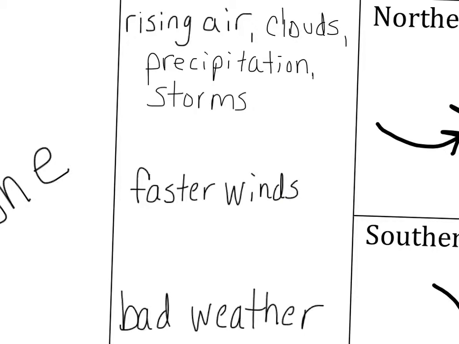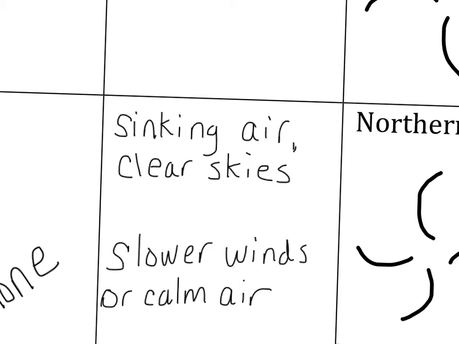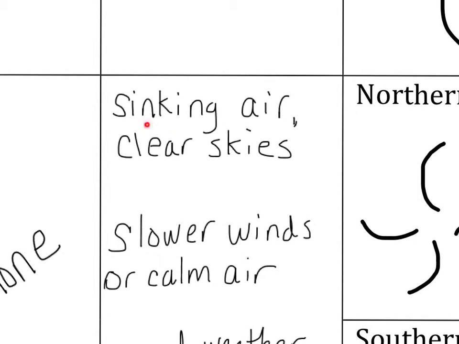So rising air, clouds, precipitation and storms, faster winds. This is generally the bad weather. The high-pressure systems are then the opposite. The air here is sinking.